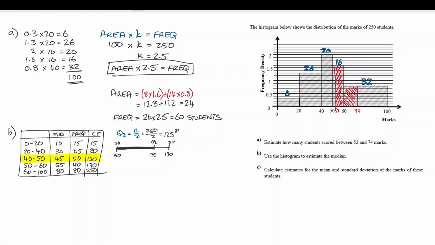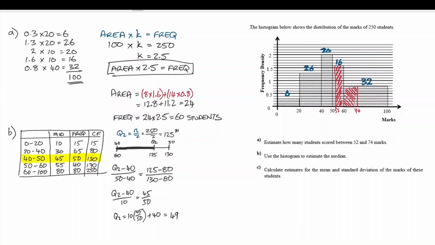With this all in front of us, we can go ahead and make our fraction equation. Q2 minus 40 over 50 minus 40 equals 125 minus 80, over 130 minus 80. We can simplify and rearrange, and we get 49. The median here is 49.